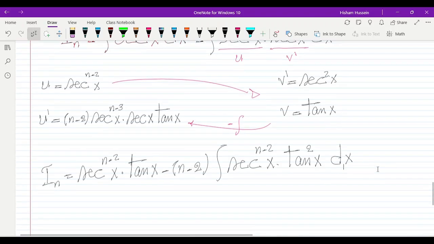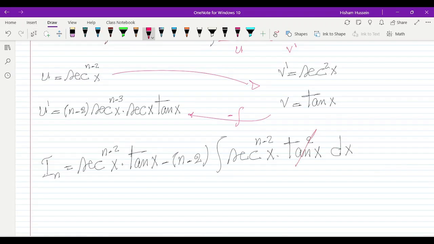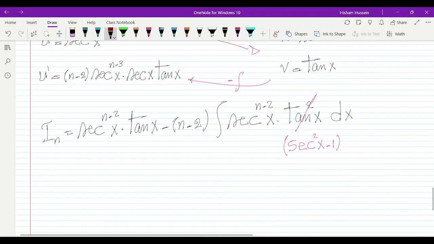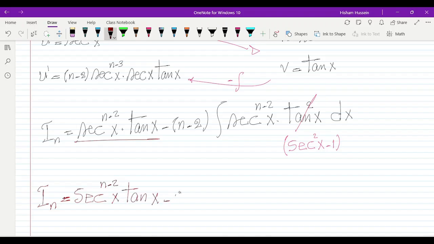Okay, now what about tan²? To be expressed in terms of sec, we can replace it by sec² x minus 1. To distribute the sec^(n-2) on sec² and 1, we get I_n equals, rewrite the first expression as it is, sec^(n-2) x tan x, minus (n-2) constant, sec^(n-2) times sec², this sec^n, which is I_n, minus sec^(n-2) times 1, this I_(n-2).